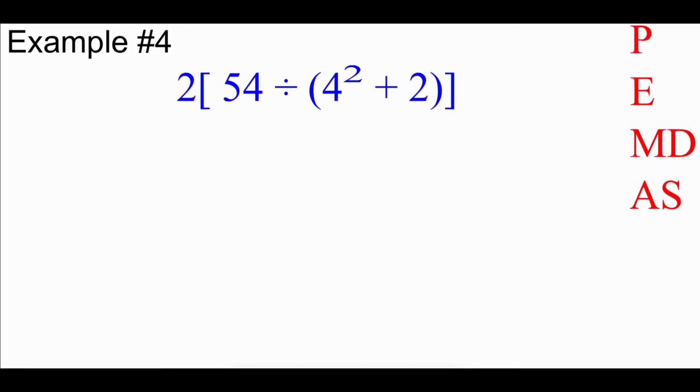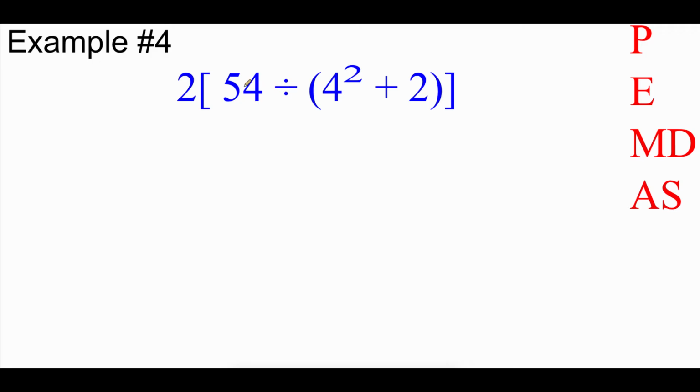Now, as we look at example number 4 here, it starts to get a little bit more complicated. So we've got 2, and then we've got this square set of brackets. Now, if a problem involves multiple sets of parentheses, then a lot of times you'll see the outermost set of parentheses written as a set of square brackets to help distinguish it from any other sets of parentheses. So that's what's happening here. They're just using these square brackets like another set of parentheses.